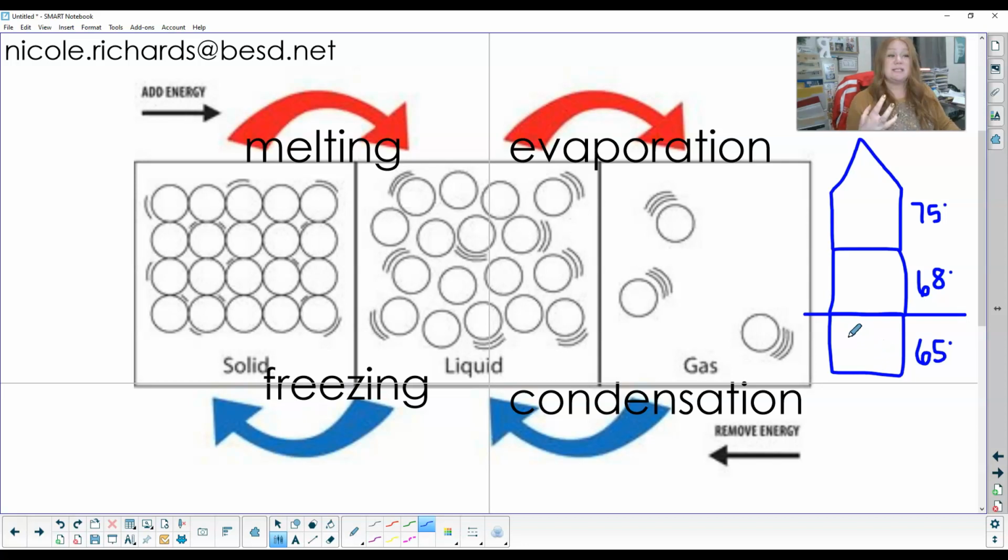So as you're answering these science questions, just stop and think, what are these molecules doing? What phase is it in? Now, as it's changing, was heat added or taken away? What are those molecules going to do?